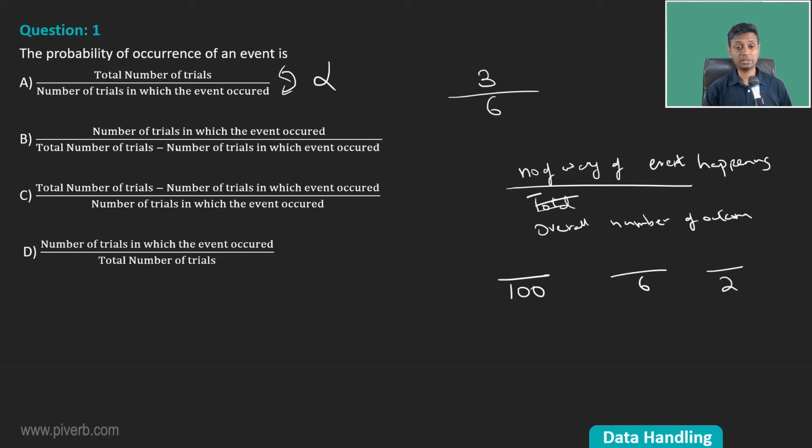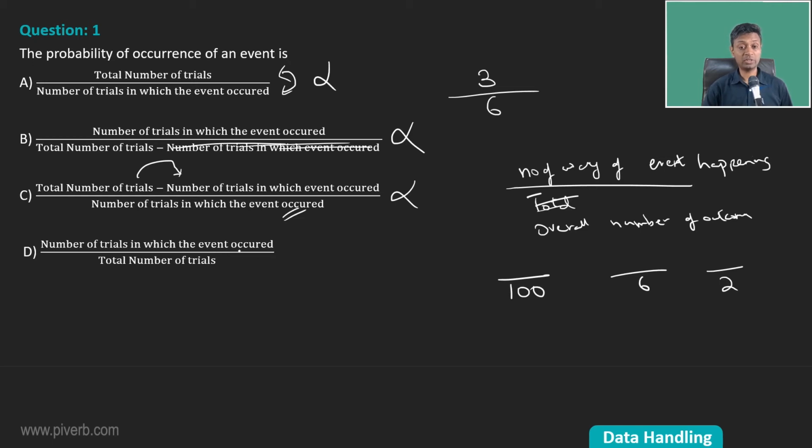Why did you want to subtract this? We don't want to subtract this. That is part of the superset. This is also wrong. Total number of trials minus number of trials in which the event occurred by number of trials in which the event occurred. This is wrong on multiple levels. The denominator is wrong, just involving sum total and subtracting.